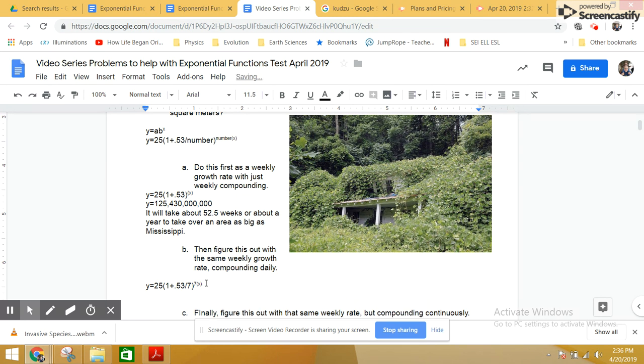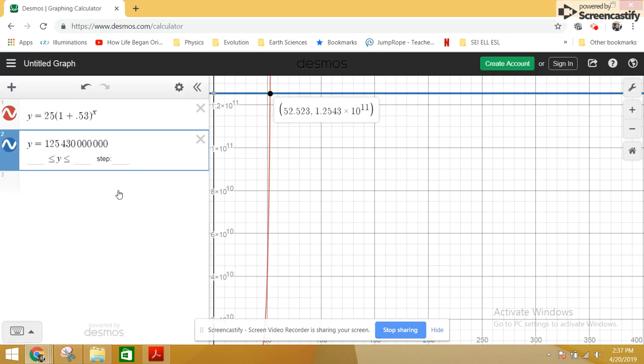And now we need to plop in our target area of 125,430,000,000 square meters. And now we have our equation. We can just take these equations and we can plop them into Desmos. I'm going to go over to Desmos and do that.